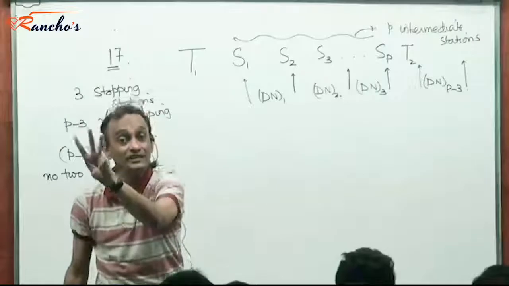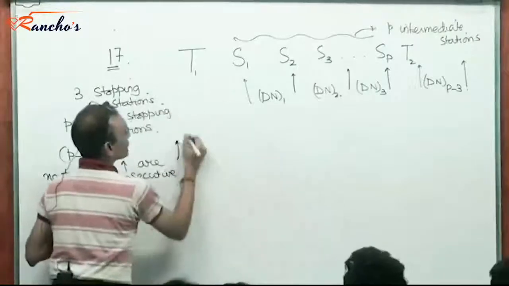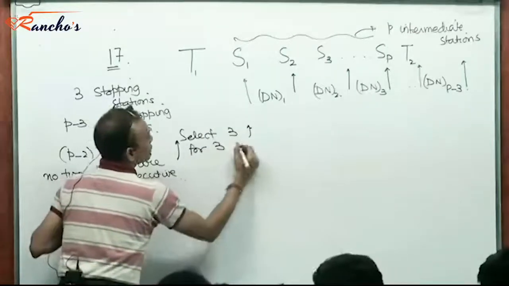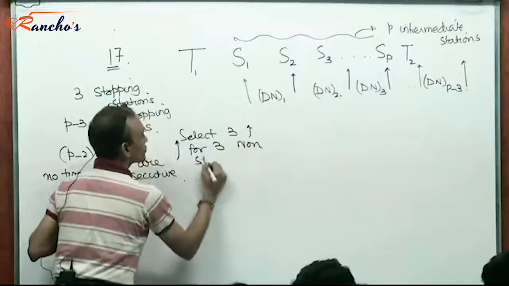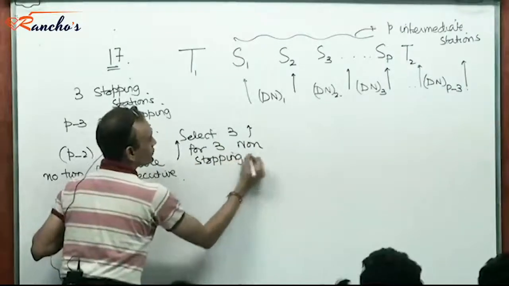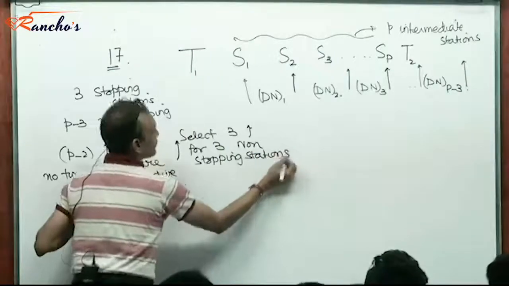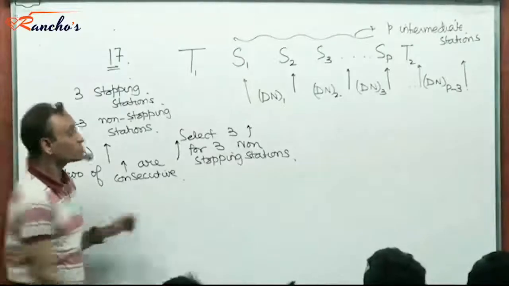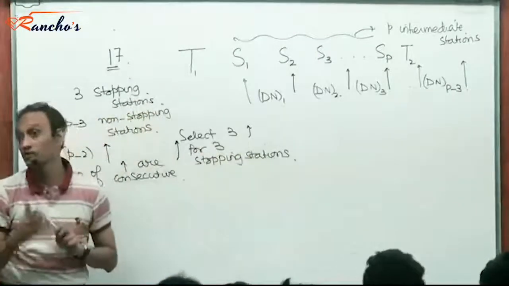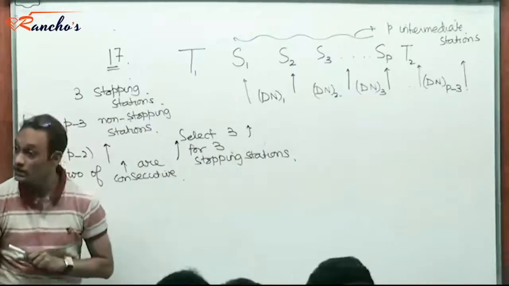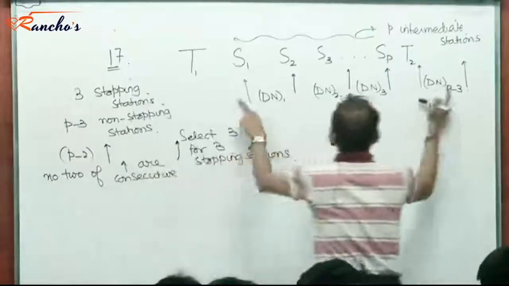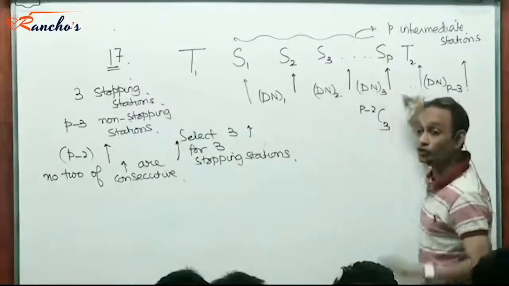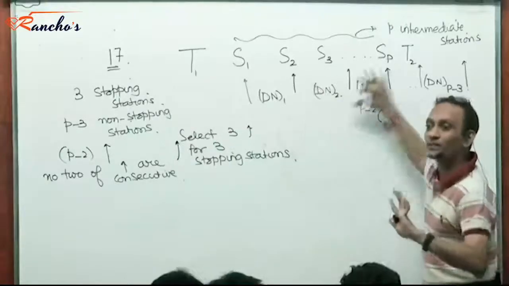So it's all about selecting 3 of these arrows. Select 3 arrows for the stopping stations, because then no 2 of the stopping stations will be consecutive. So in how many ways? From P minus 2 arrows, you want to select 3 and place the stopping stations there.